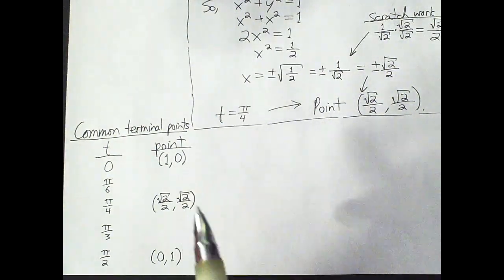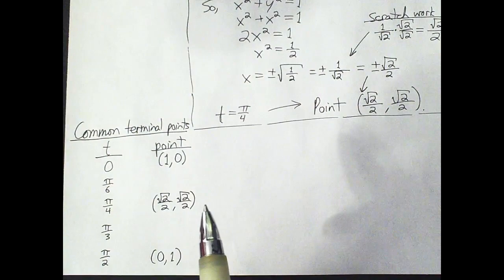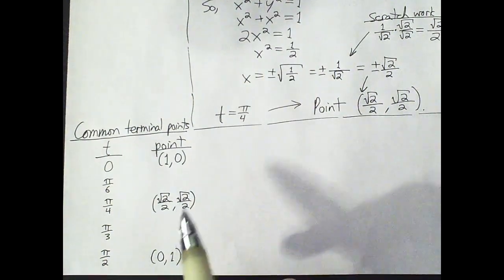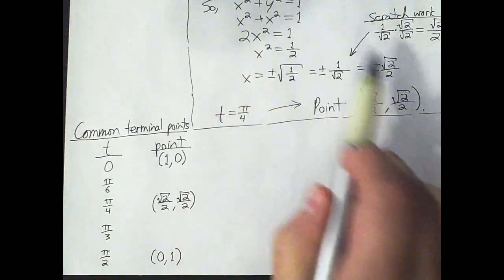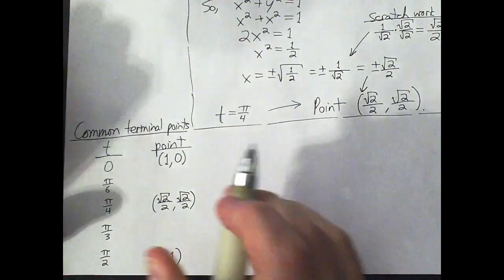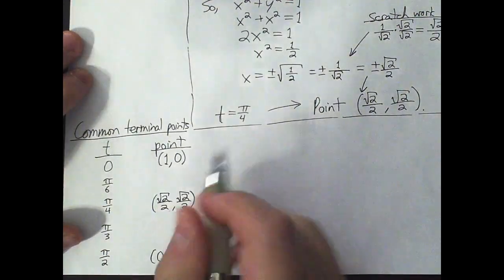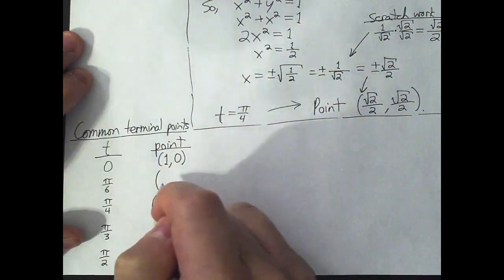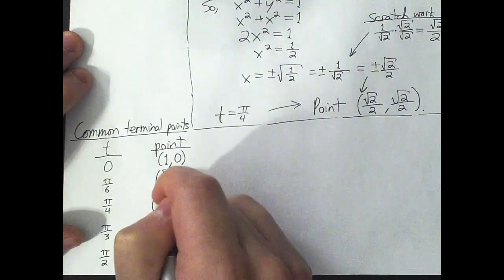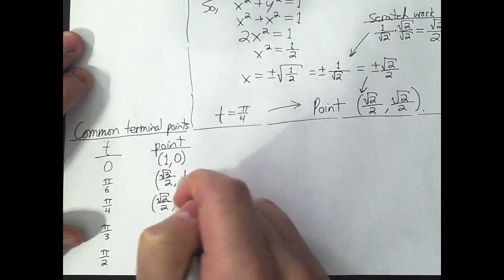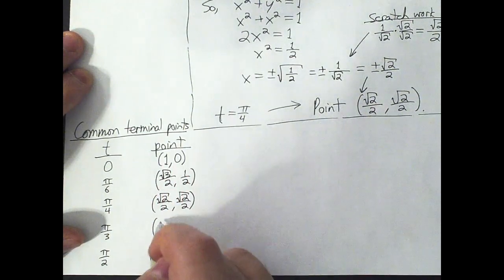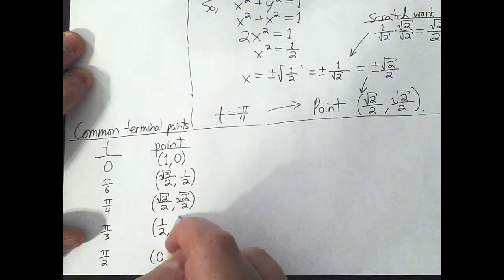Now, the other two I'm going to tell you for now. We could actually derive the other two in a similar kind of argument to what we did above. Pi over 6 and pi over 3 are actually going to have similar looking answers. This is going to be the square root of 3 over 2, comma, 1/2. And this is going to be 1/2, comma, square root of 3 over 2.